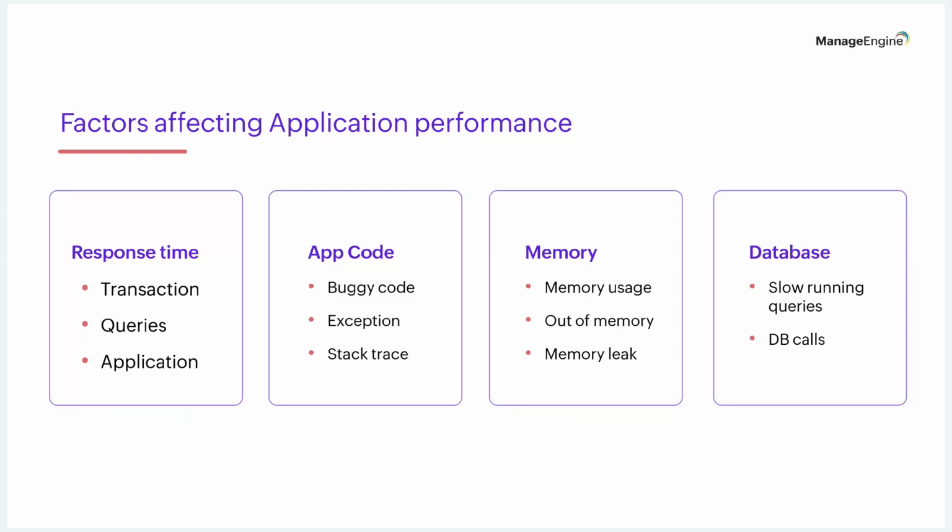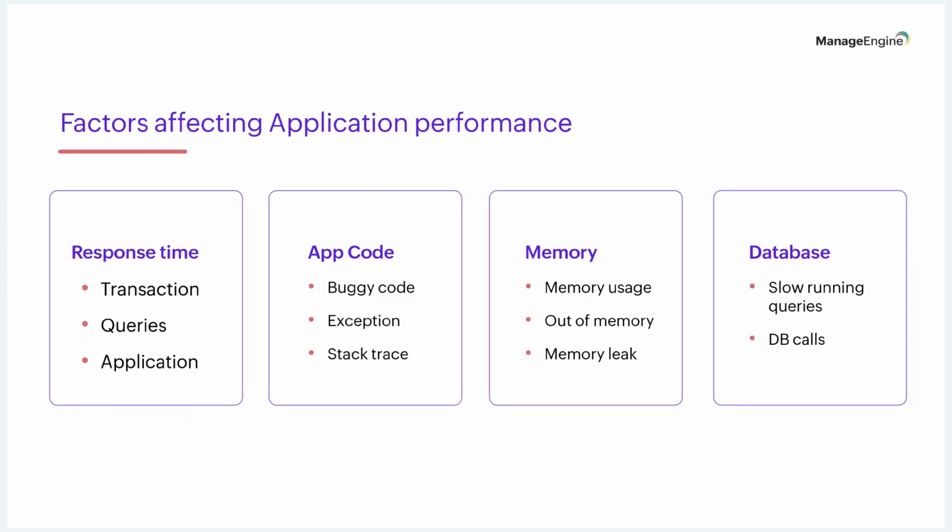Further, moving on, memory usage is also crucial. High memory consumption can slow down the application or even cause crashes. Memory leaks occur when the application does not release unused memory properly, which may lead to increasing memory usage over time and reduce system stability.